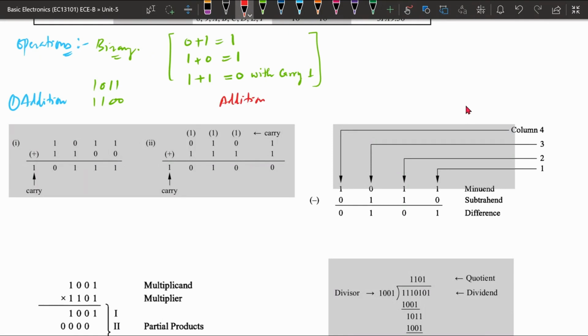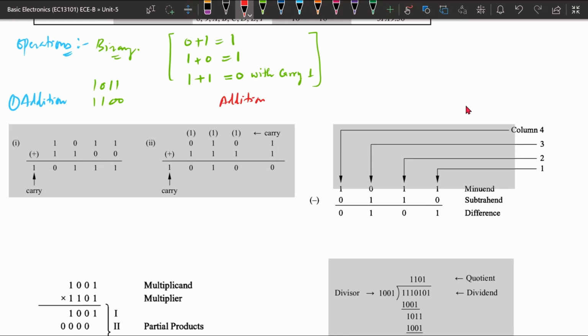Next, suppose we want to add another number, 0101, with 1111. So 1 and 1 will be added, and it will be 0. Here the sum will be 0, but there will be a carry. This carry is forwarded to the next location. After addition of this location, the carry has been generated, so this carry will be forwarded for the further addition of the left side digits available.